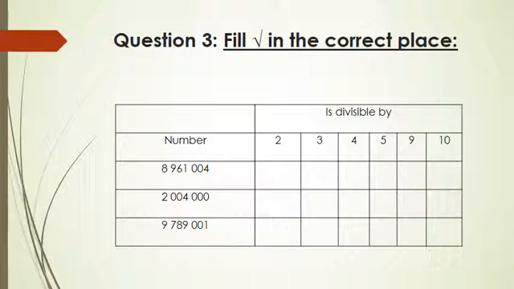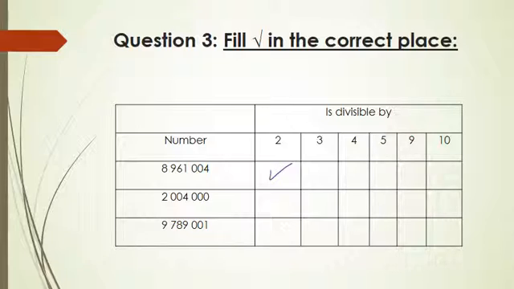What about 4? I need to check the ones and tens digits. If it is a multiple of 4, then it's divisible by 4. What about 5? 0. Excellent. What about 10? 0. Very good. So let us start with the first one. Do you think this number is divisible by 2? Yes, because I have 4 in the ones place.